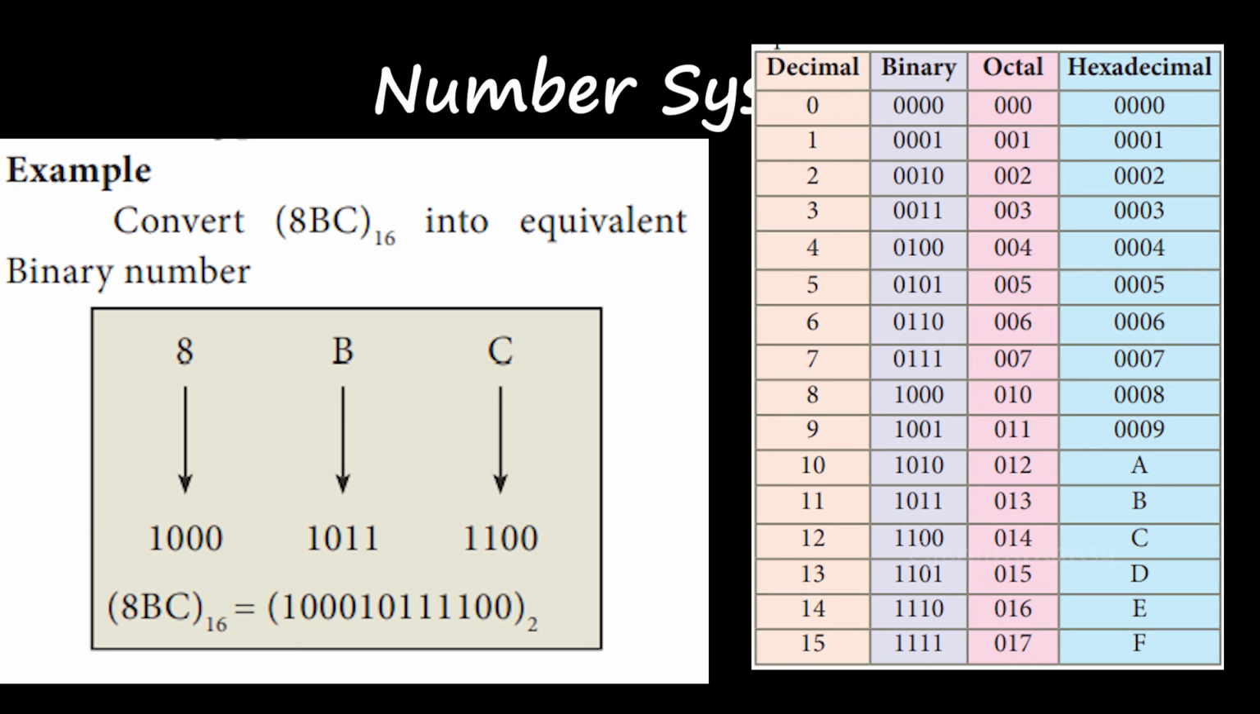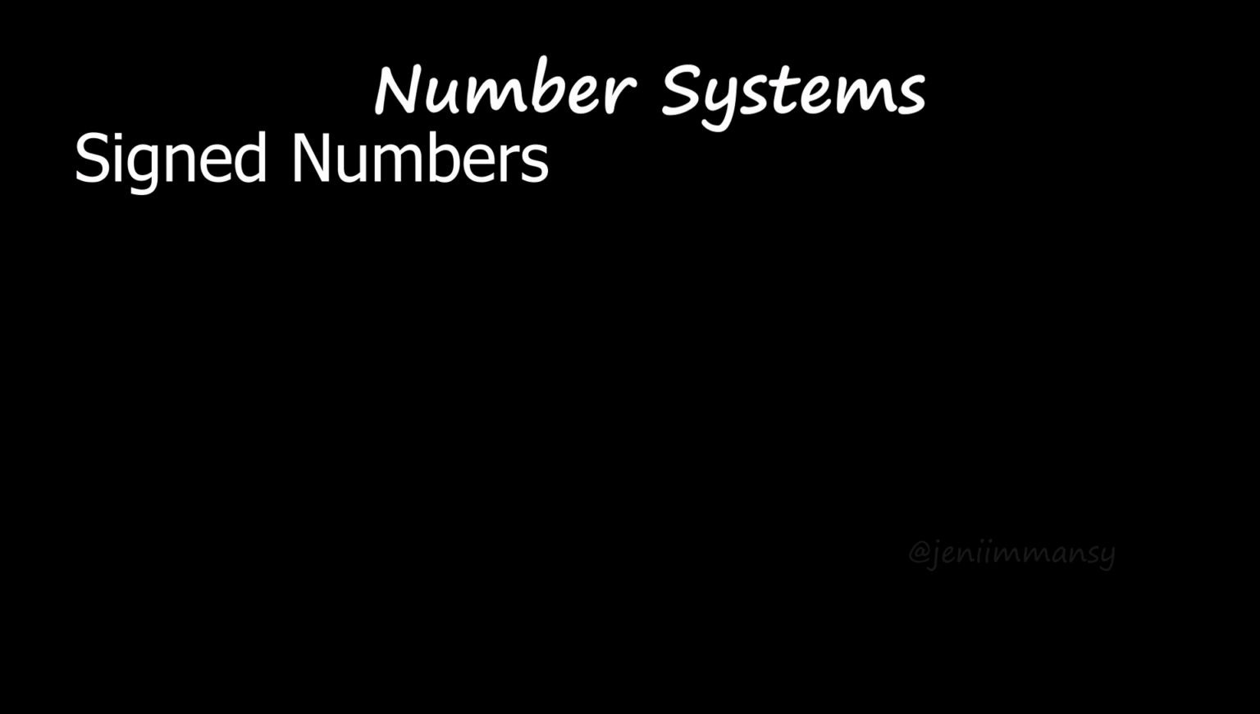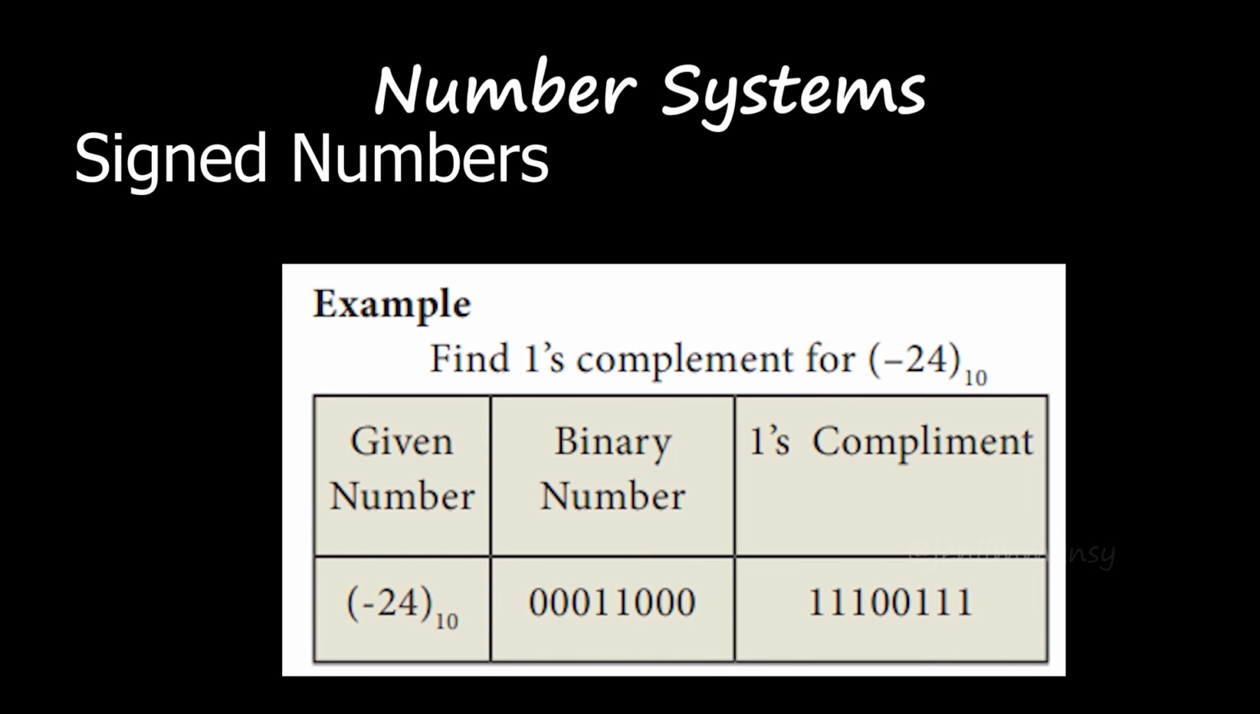Okay, and the next one is signed numbers, that is binary representation for signed numbers. Signed magnitude representation means here you will have ones complement and twos complement. Ones complement in the sense whatever binary value is there, you will just invert it. 1 you will write as 0 and 0 you will write as 1. So that is the ones complement.